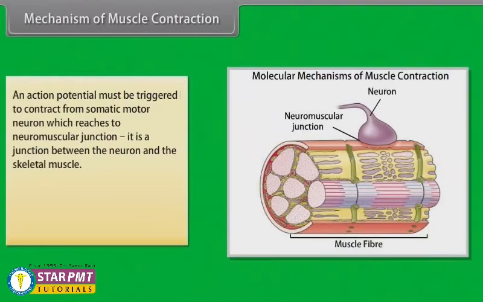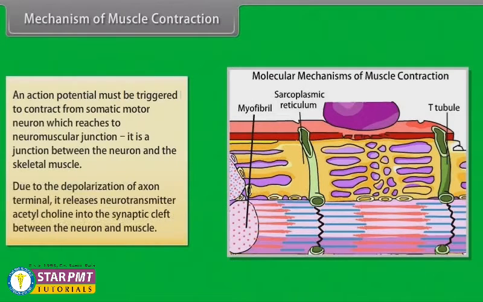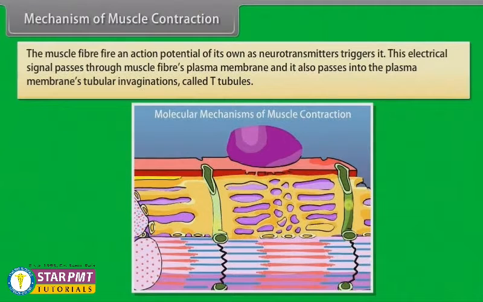An action potential must be triggered to contract, from a somatic motor neuron, which reaches the neuromuscular junction. It is a junction between the neuron and the skeletal muscle. Due to the depolarization of the axon terminal, it releases the neurotransmitter acetylcholine into the synaptic cleft between the neuron and muscle. The muscle fiber fires an action potential of its own as the neurotransmitter triggers it.